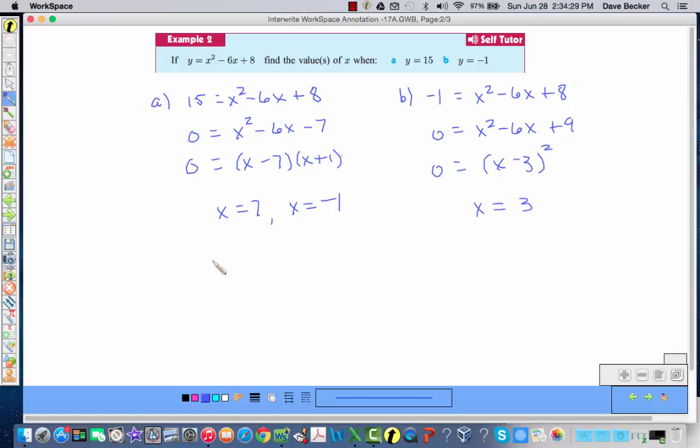So this one is going to intersect the x-axis in two places, at 7 and at negative 1. It's opening upwards because the leading coefficient is positive. And this one is going to touch the x-axis at 3. It also is going to open up and look something like that, where it just touches it there.